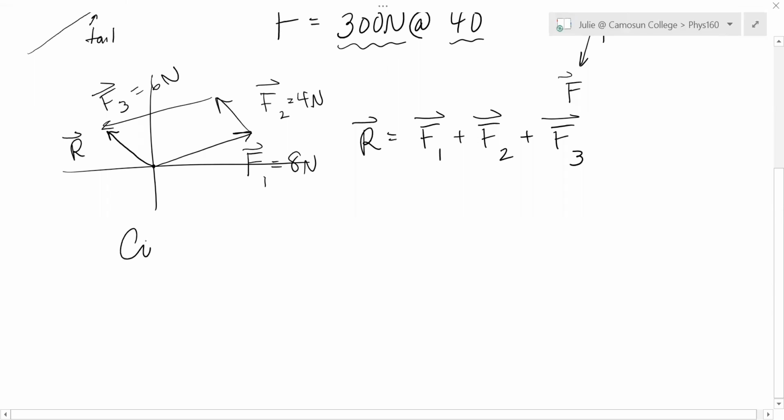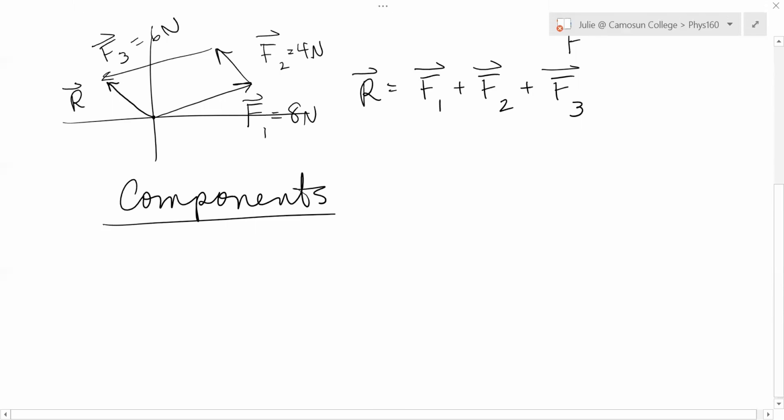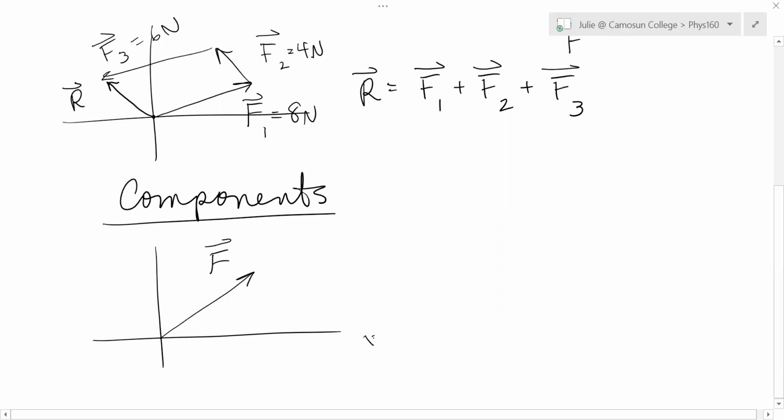In order to do that, we define what are called components. Very important concept. We're going to be doing this a lot. A component of a vector means that you resolve the vector into two parts, and the two parts are perpendicular to each other. So this force is doing two things. It's pulling to the right, but it's also pulling up. The x component is the part that pulls to the right, and the y component is the part that pulls up.